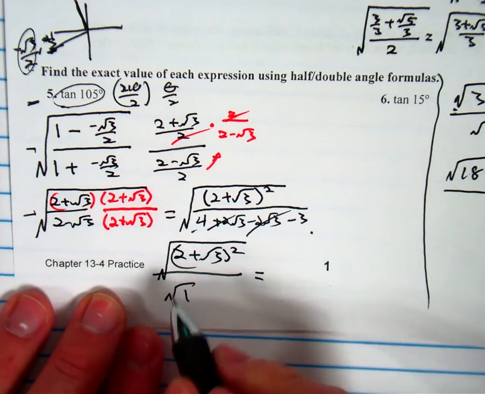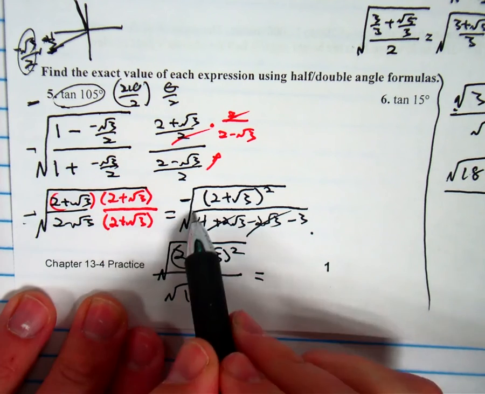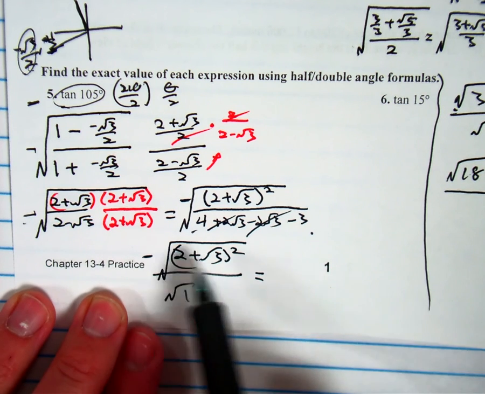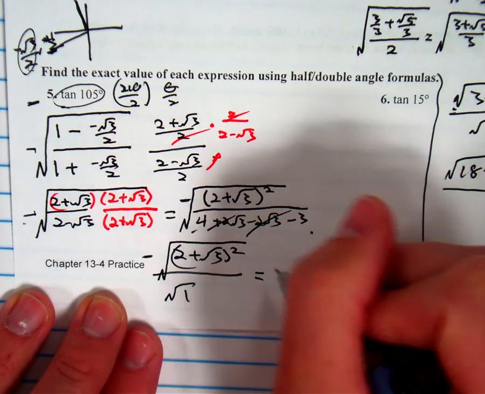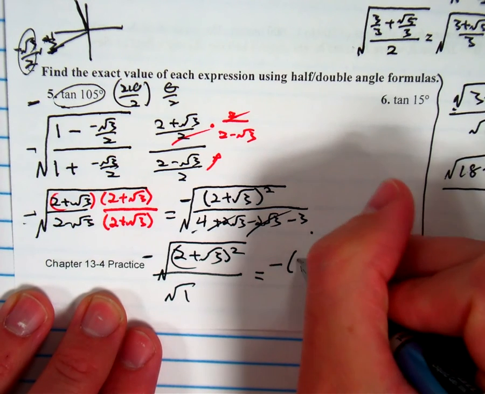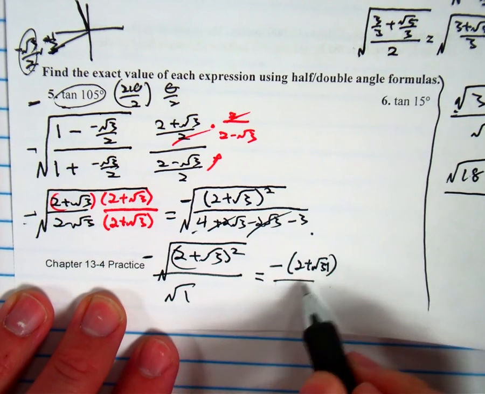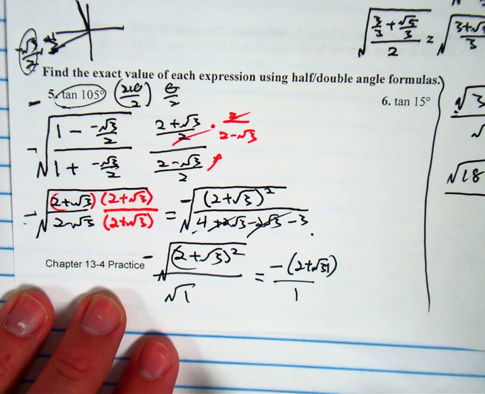Don't forget your negative out in front. See, I already lost that. Do that again. Square root of something squared is itself. Square root of 1 is 1. Anything over 1 is just normal, so I don't even need the over 1.